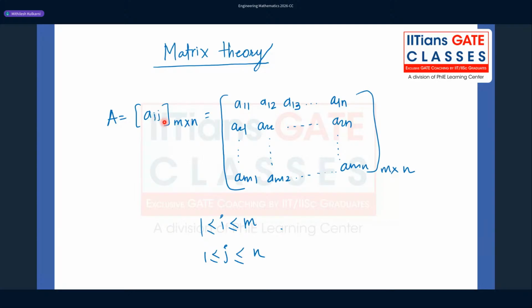So A11 is this, A12 is this, A13 is this. A13 means what? First row, third column. A22 means what? Second row, second column. A21 means what? Second row, first column. So i is varying from 1 to M, and j is varying from 1 to N. Okay, i represents the row number and j represents the column number inside a matrix which is of M cross N. Okay, so this is the general way of writing the matrix.